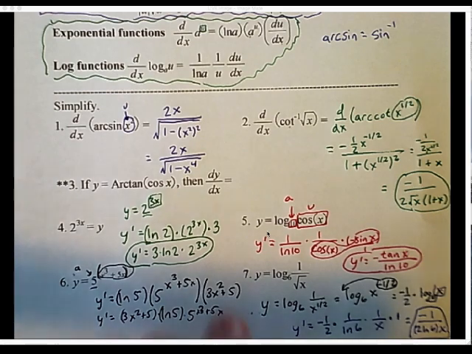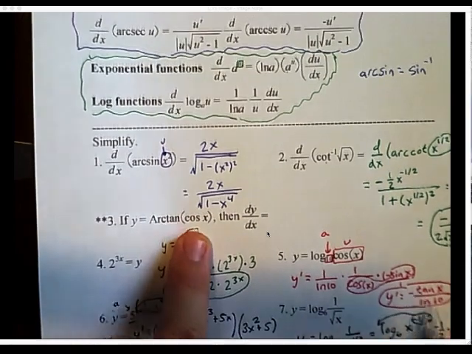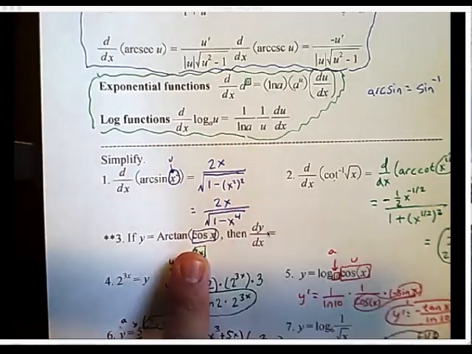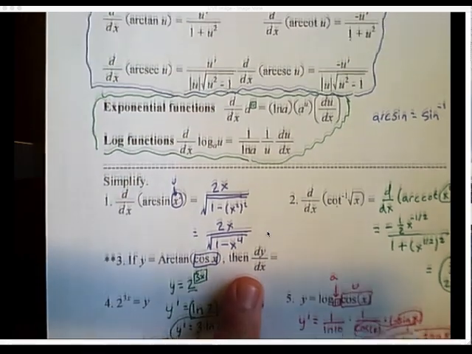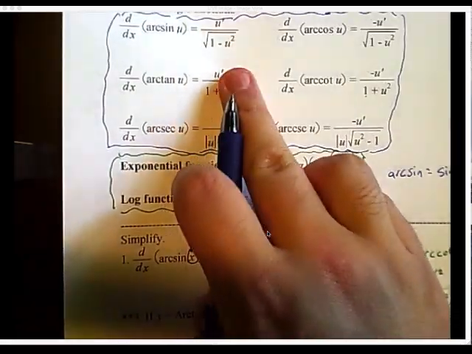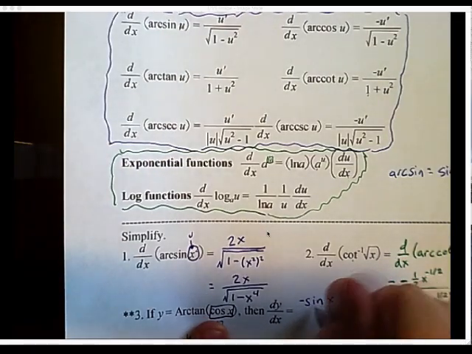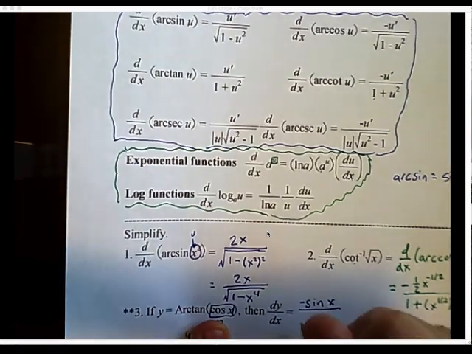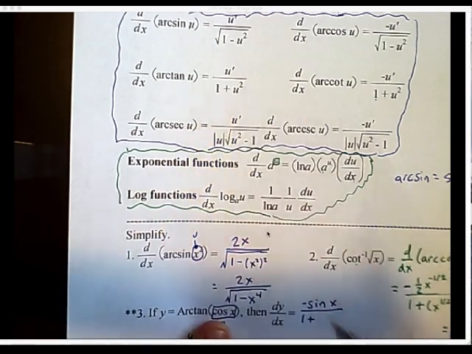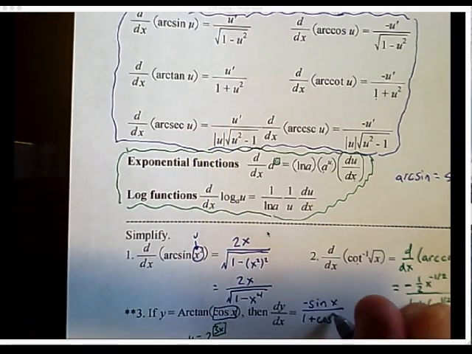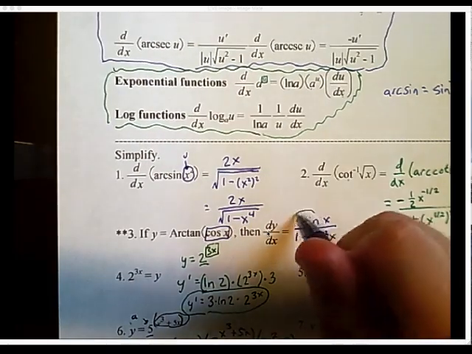All right. So now number 3, it says if y equals the arctan of cosine, so here cosine of x is the entire u, then dy/dx, and the derivative is what? So you got to go up here to arctan, it says u prime, derivative of cosine is negative sine over 1 plus u squared. U is cosine, so this would be cosine squared. And that would be the derivative.